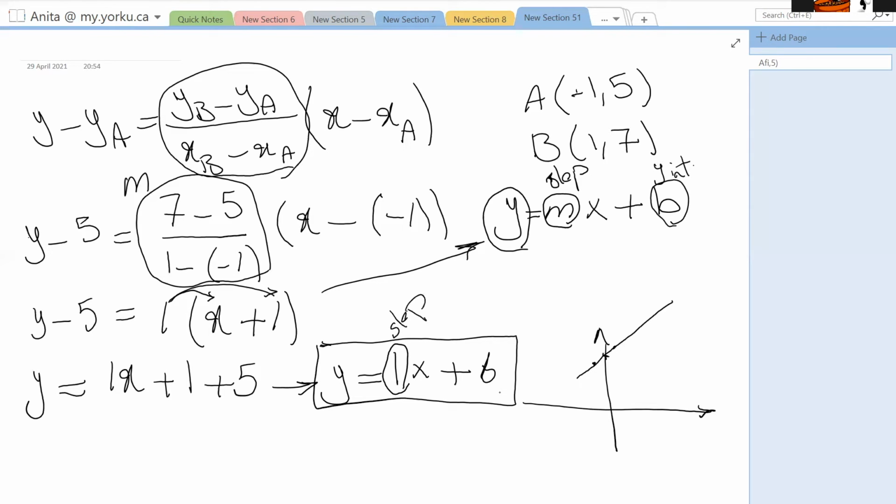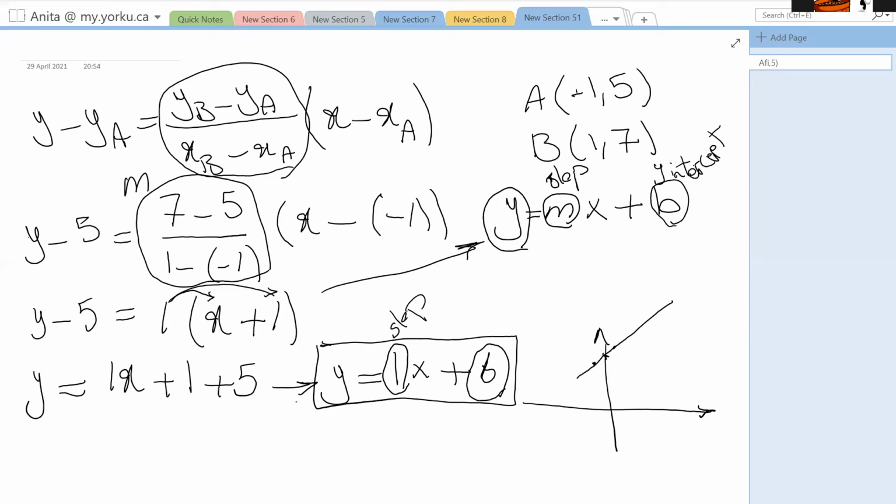Now, this 6 that you referred to is called the y-intercept, or where it crosses the y-axis. Now, if someone asked what is the y-intercept of that line, what would you say?